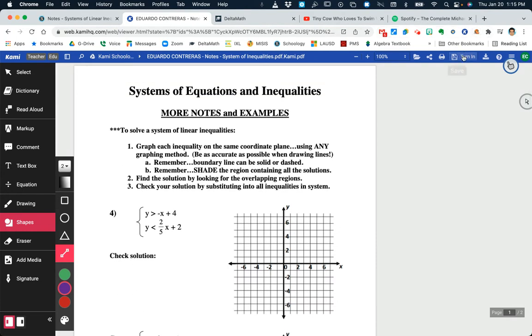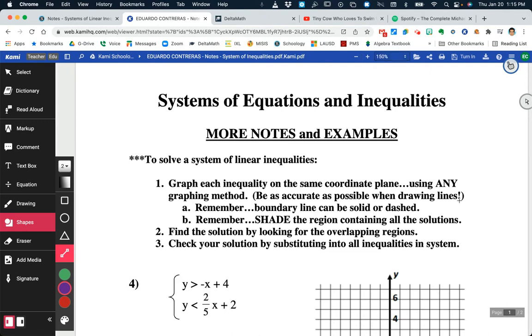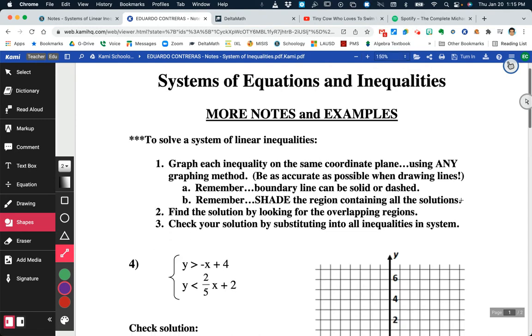First of all, this is a little bit too small. Let's zoom out to like 200%. Maybe that's too much. 150. That's just right. Okay, so here we are.